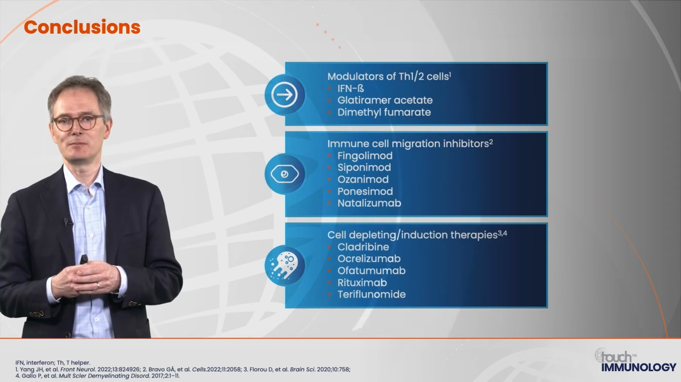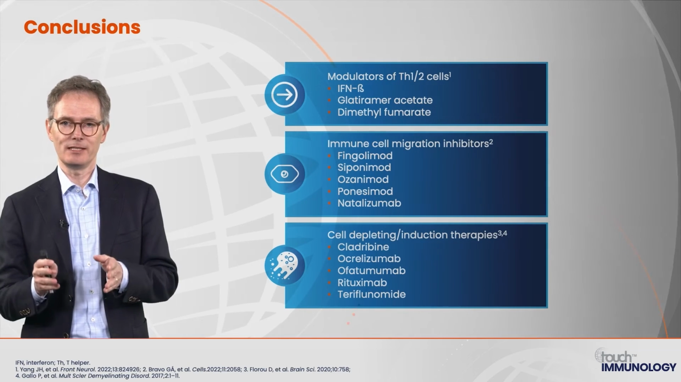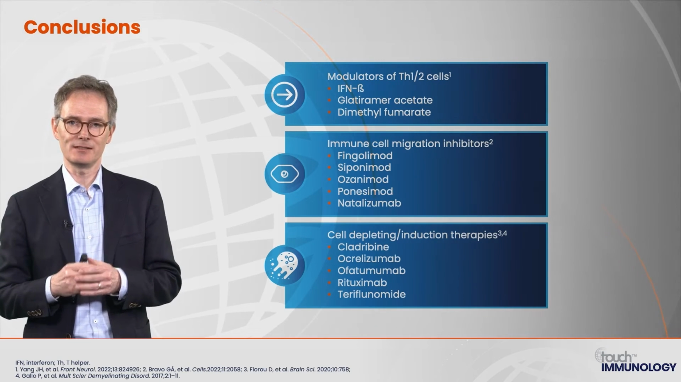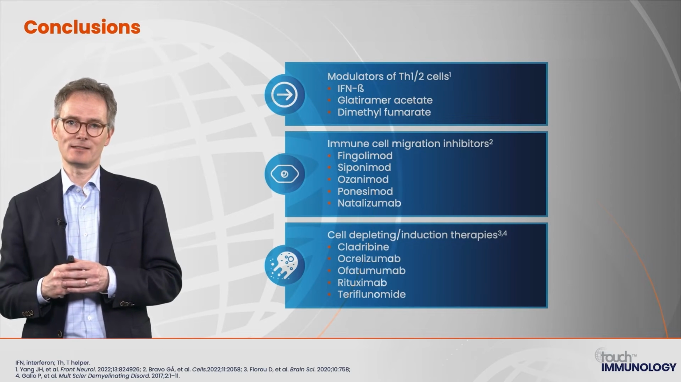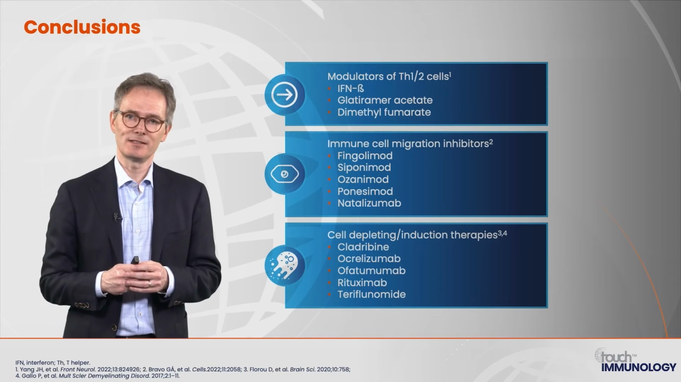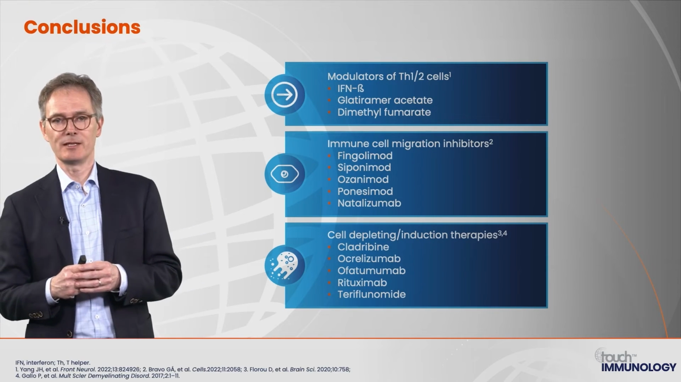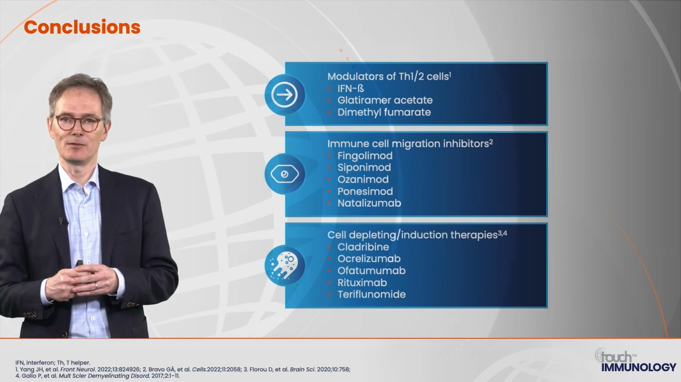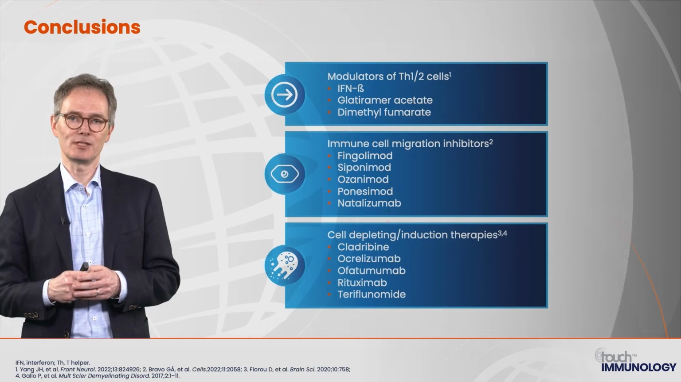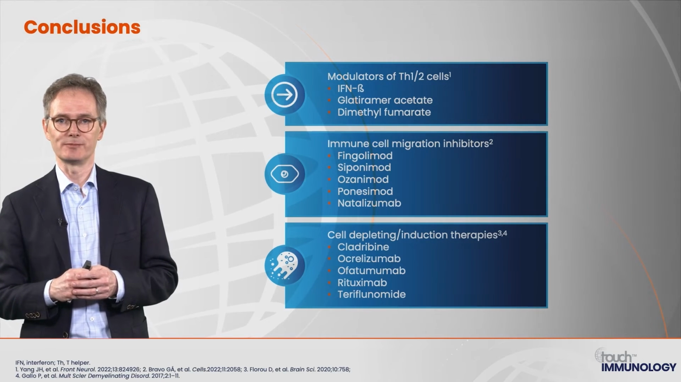And then there are the specific anti-CD20 antibodies that really deplete specifically CD20 expressing B cells, very long lasting. And finally, there's teriflunomide that inhibits the pyrimidine neosynthesis and therefore blocks the proliferation of activated T and B cells, and which leads again to a reduced inflammation in the brain, reduced relapses, and reduced T2 lesions.